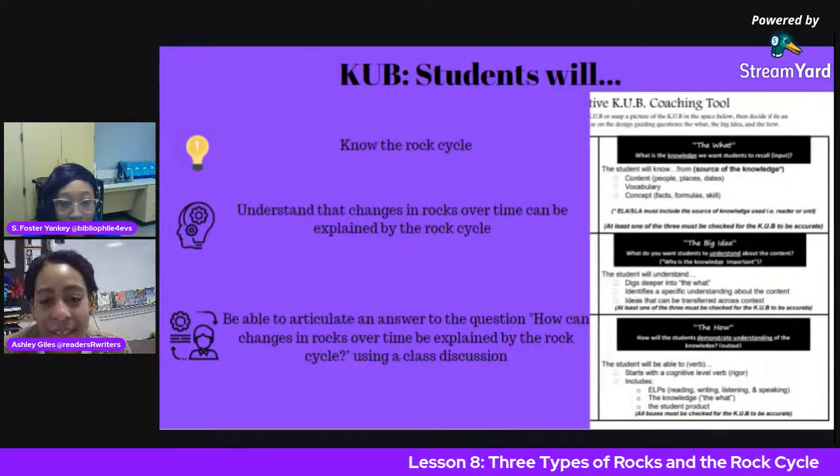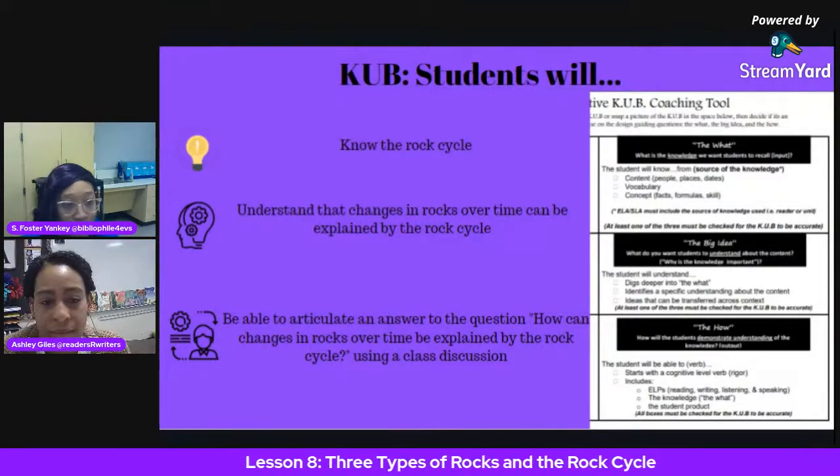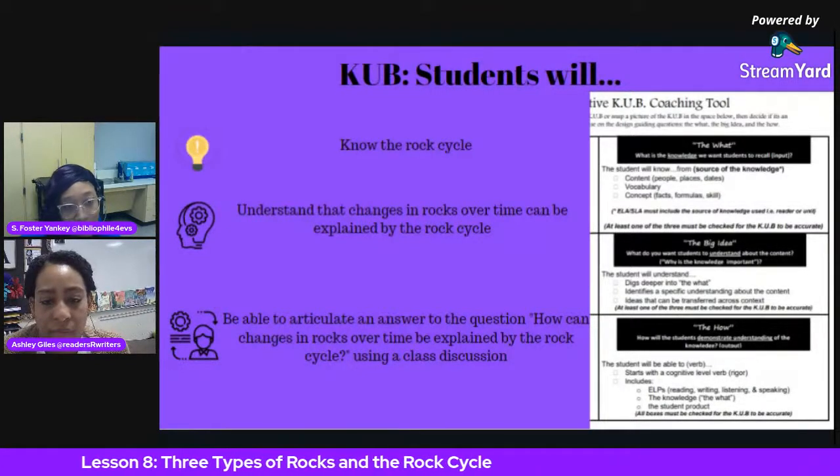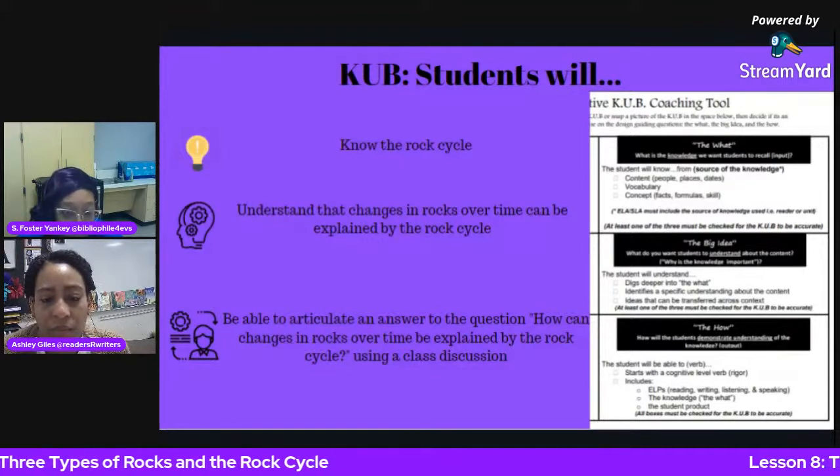Okay, awesome. So I think it depends on which one you want to be your grade. Do you want their ability to answer that question to be your formative assessment? Then this would be your be able to.